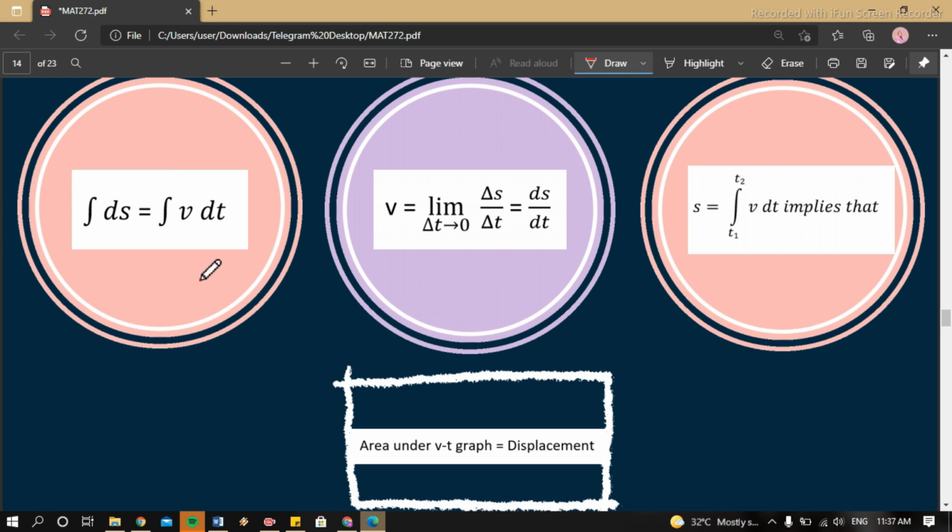The first one is by integrating both sides of the equation, so we have this type of formula, and the next one is this one, and then this one. So this formula is to calculate the instantaneous velocity.